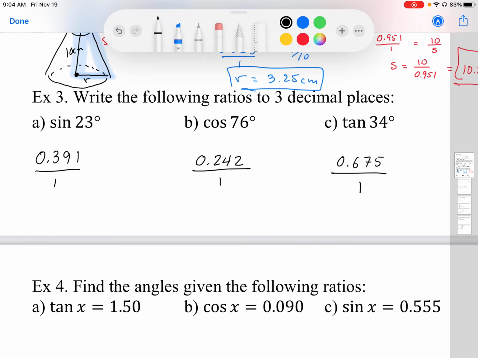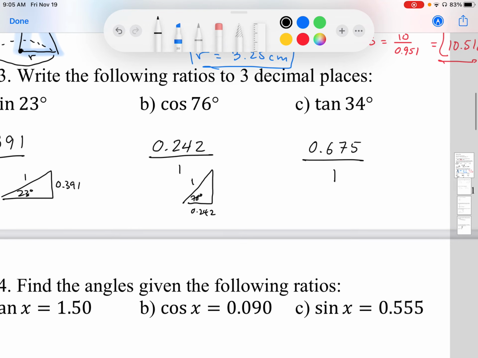Okay, so what this means then is, if I compare the opposite and hypotenuse, I'm going to get a picture that looks like this. 0.391 to 1, and that angle relates to the 23 degrees. What this tells me over here is that the adjacent to hypotenuse is 0.242, so the hypotenuse is 1. That's about a quarter of the length. And that's going to give me a 76-degree angle. So those are supposed to go together.